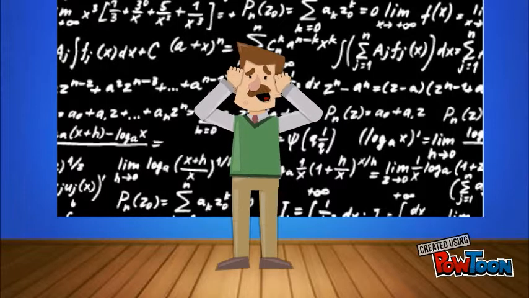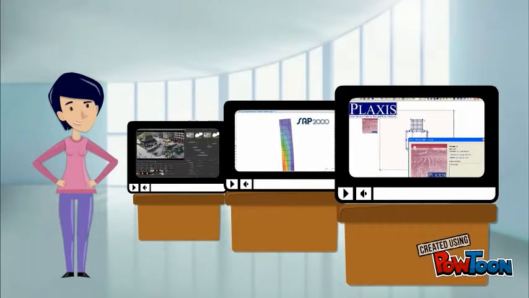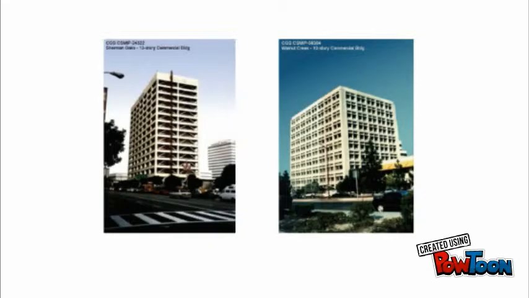Thanks to computer software such as Shake, SAP, Plaxis, and FLAC, 2D and 3D numerical modeling cut down a significant amount of time for the analysis. Well, and engineers have fun seeing this. These buildings are actually two case studies of soil structure interaction.